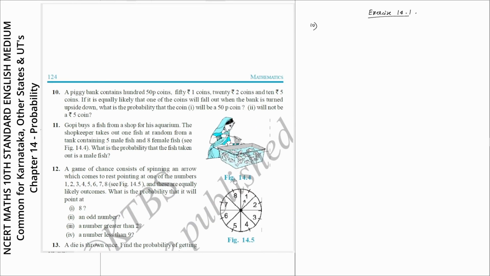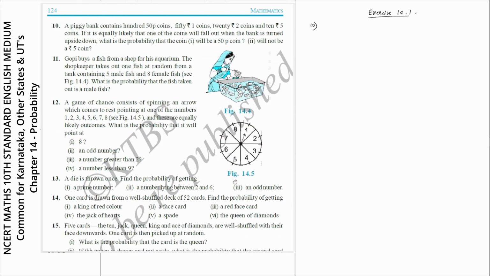Exercise 14.1, question number 10. A piggy bank contains 100 50 paisa coins, 50 1 rupee coins, 20 2 rupee coins and 10 5 rupee coins. If it is equally likely that one of the coins will fall out when the bank is turned upside down, what is the probability that the coin will be a 50 paisa coin, will not be a 5 rupee coin?